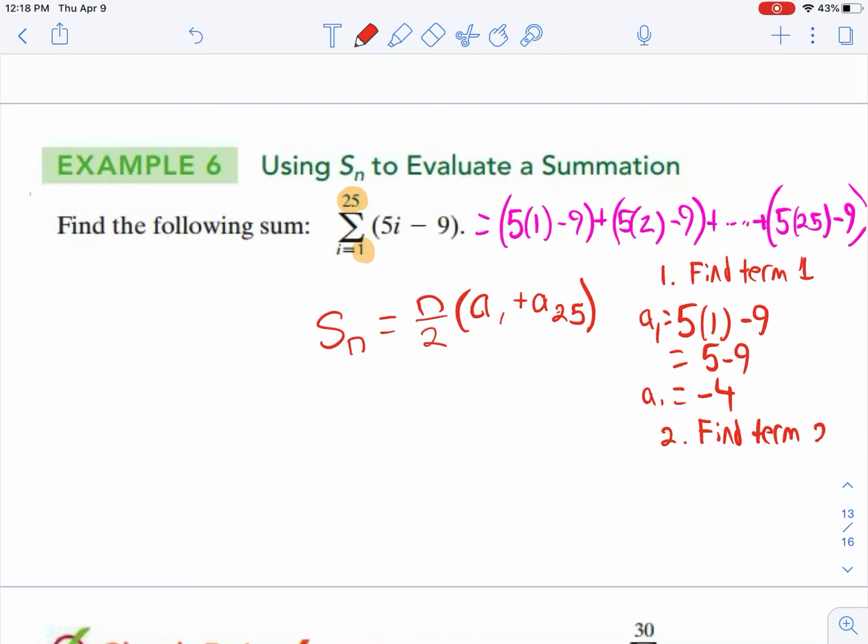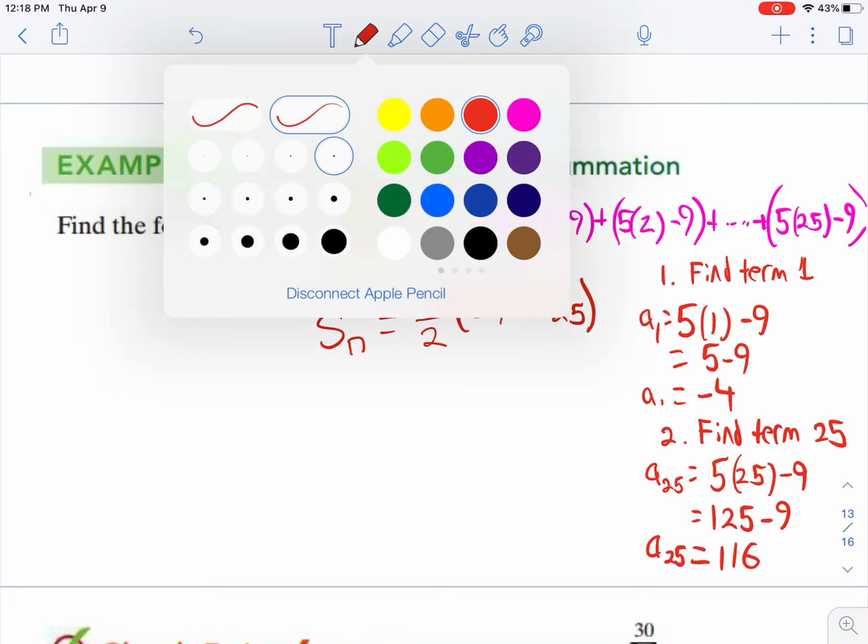Find term 25. So with this, we have to plug in 25 now. So a sub 25 is going to be 5 times 25 minus 9. 5 times 25 is going to give us 125, minus 9 is going to give us, in this case, 116. So we have a sub 25 and a sub 1.